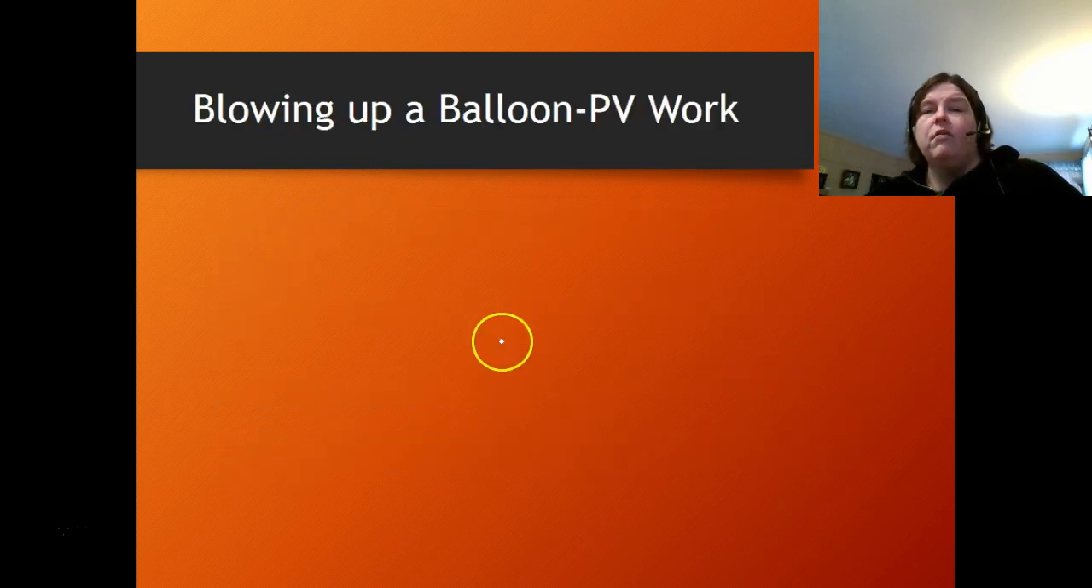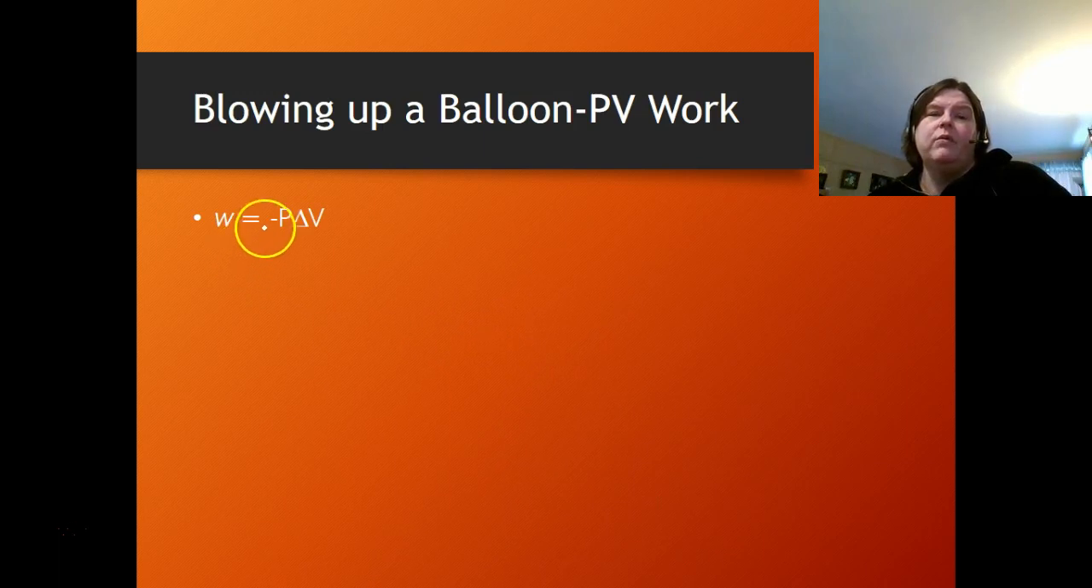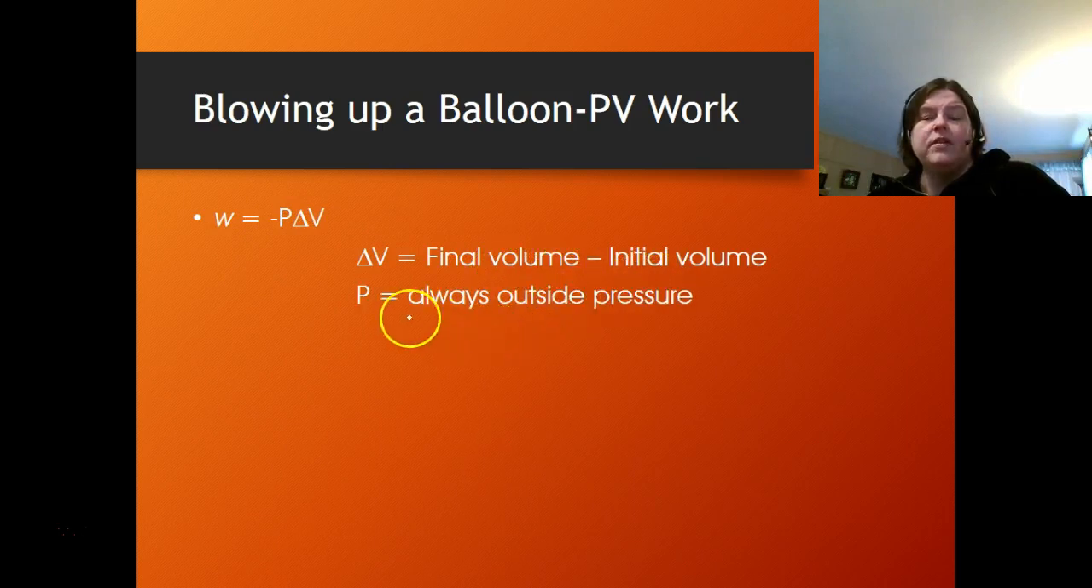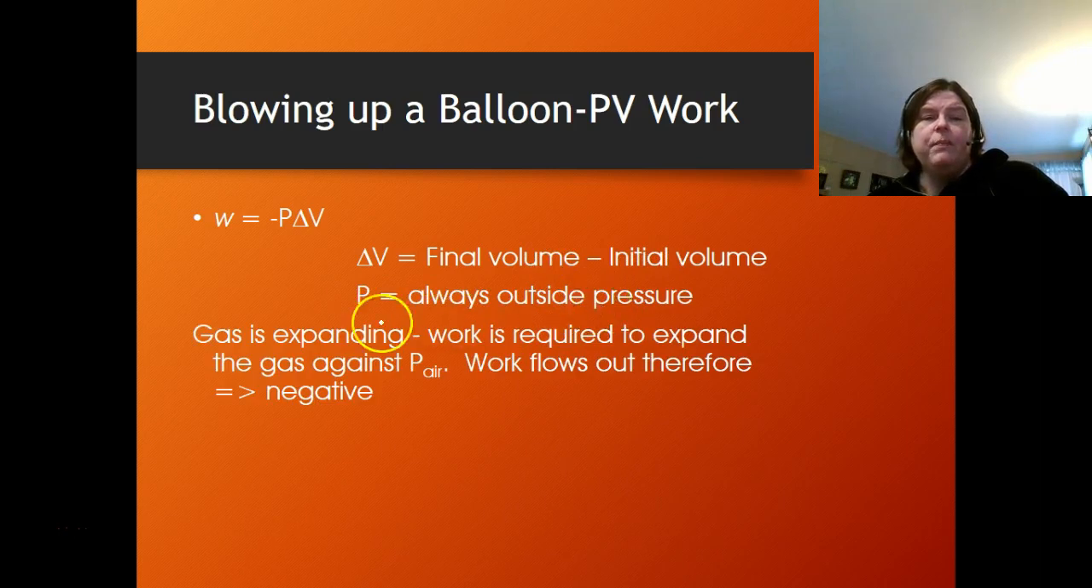Okay? So PV work, blowing up a balloon. So this is W is equal to negative P delta V. That means delta V is final volume minus the initial volume, as always. Pressure is always the outside pressure. It's given to you. So if gas is expanding, work is required to expand that gas. So work flows out. Therefore, work would be negative. On the other hand, if gas is compressing, work is flowing in.